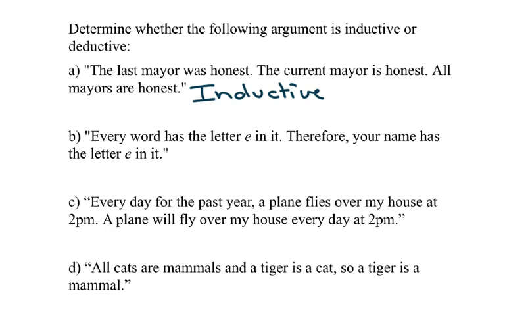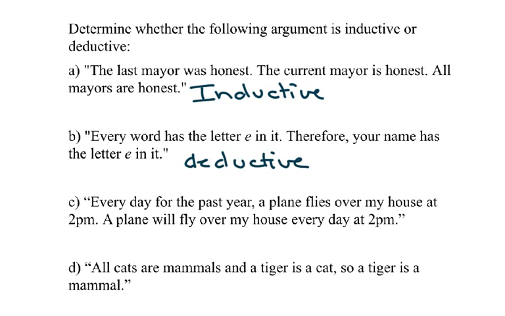Letter B. Every word has the letter E in it. Therefore, your name has the letter E in it. Now, regardless of whether this is true, that doesn't matter. Every word having a letter E in it is very general. Every word is a lot. It's very general. And then it comes down to being very specific. Therefore, your name has a letter E in it. And so that is deductive reasoning. Moving from general to specific.